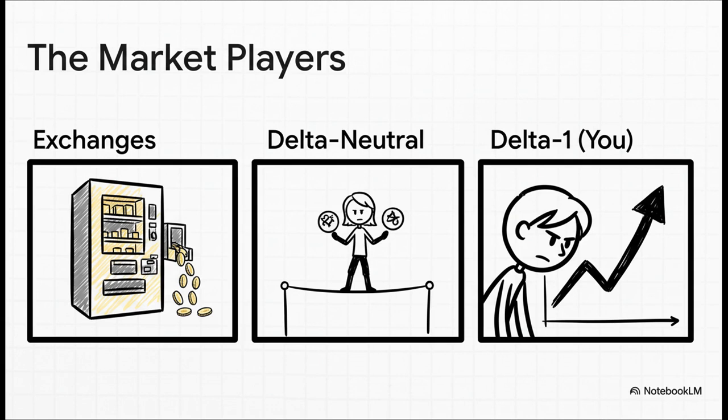So who is sitting at this poker table? Well, you've got the house, the exchanges. They just want you to play a lot so they can collect their fees. Then you have the professional card counters, the delta neutral traders. These are market makers. They don't really care if the price goes up or down. They just make money on tiny spreads. And then there's you. You are a delta 1 or a directional trader. You are making a bet that the price is going to go in one specific direction.